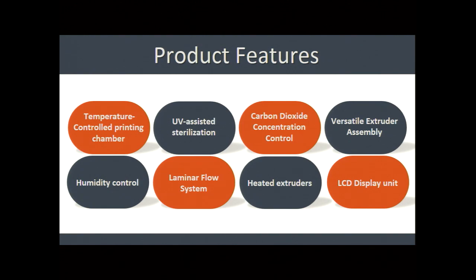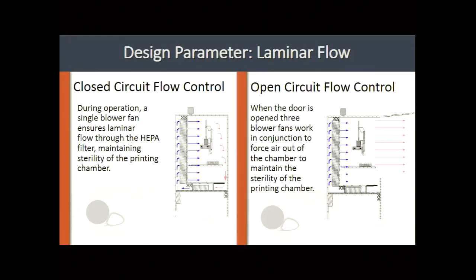The sterility of the printing chamber is maintained using UV LED sources along with a HEPA filter. The laminar flow system within the printer, using the HEPA filter, makes sure the sterility within the chamber is maintained. There are three 12-volt blower fans which help maintain the sterility. During operation, only one blower fan maintains circulation through the HEPA filter around the printing chamber while distributing heat. However, when the door is opened, all three fans work in conjunction to push air through the HEPA filter and outside the system, ensuring positive pressure and maintaining sterility. This is one of the most important features of our system because it essentially eliminates the use of a laminar flow cabinet during operation.